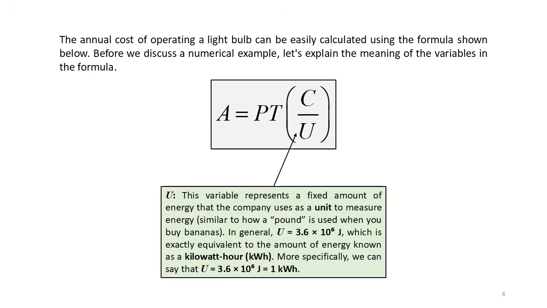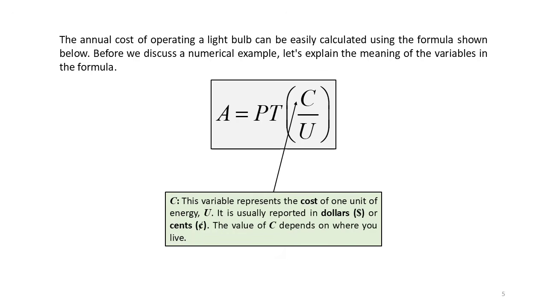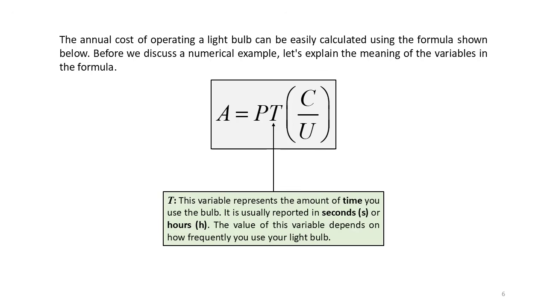More specifically, we can say that U is equal to 3.6 times 10 to the 6 joules, which is equal to 1 kilowatt hour. This variable represents the cost of 1 unit of energy U. It is usually reported in dollars or cents. The value of C depends on where you live. This variable represents the amount of time you use the bulb. It is usually reported in seconds or hours. The value of this variable depends on how frequently you use your light bulb.